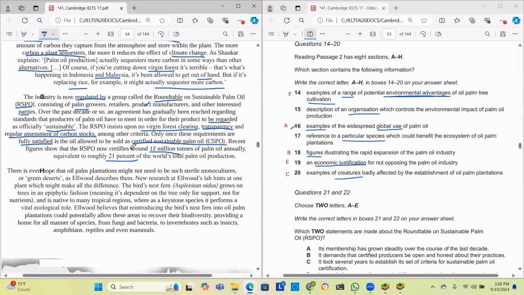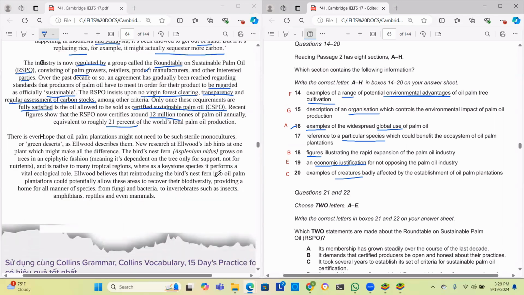So here he's talking about the industry by a group called RSPO. So where is that? You tell me, guys, which is this one? 15th: description of an organization which controls the environmental impact of palm oil. Yes. The 15th one is G clearly, because he's talking about an organization, RSPO, right? So yes, this is a direct answer, guys. It's very easy. So organization controls, regulates. Okay, these two are the synonyms. Now we have H here.